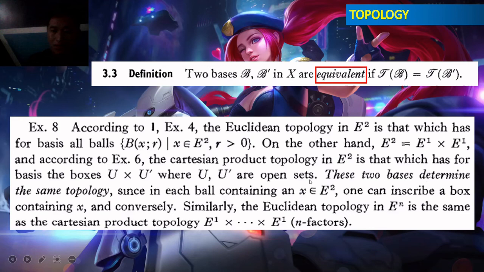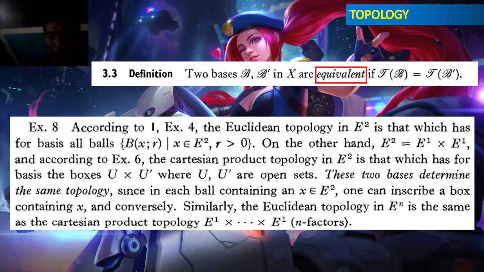Okay, now. Since for each ball containing an element X in E squared, one can inscribe a box containing X, and conversely. So, the two bases determine the same topology. Right? For a ball in E2, you can inscribe a box in it. Meaning, the ball can contain the box. And conversely, the box can be inscribed in a circle. Right? If you have a circle or a box form, since they are all two-dimensional and have no hole like in my earlier example, they are topologically equivalent. Their bases determine the same topology. Okay, we have understood everything in E squared.